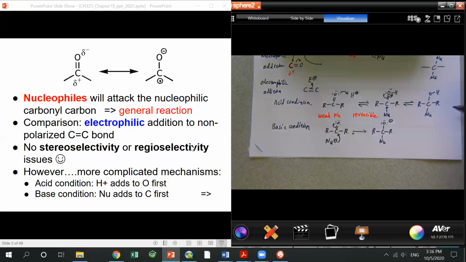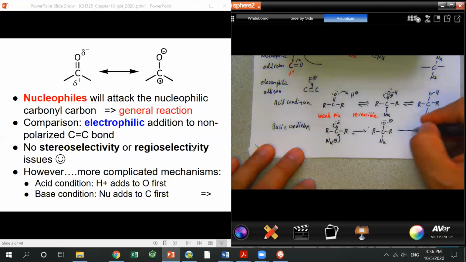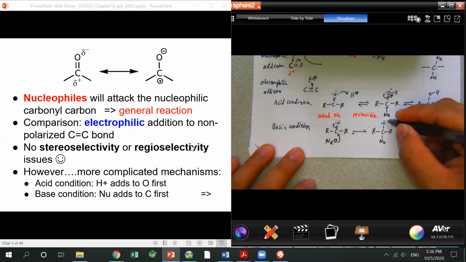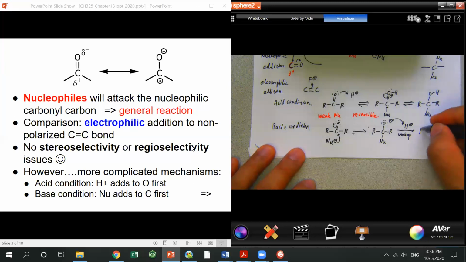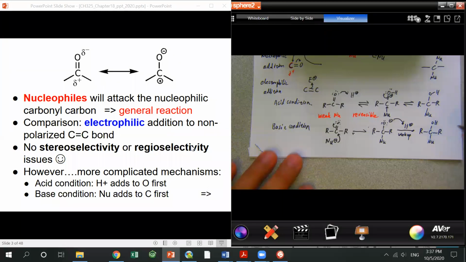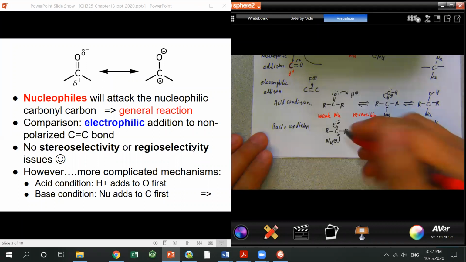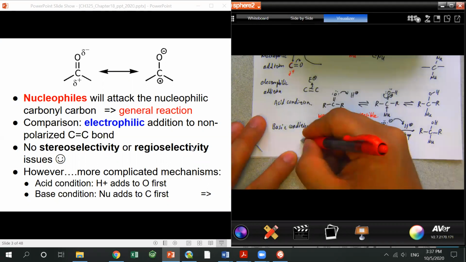For the basic condition, normally you also need to do some workup, because you get a negative charge on the oxygen. The workup uses some acid or water to protonate this negatively charged oxygen. That's the workup, and then it gives you the final product. So for the basic conditions, the nucleophile is strong, and the reactions are pretty much irreversible.